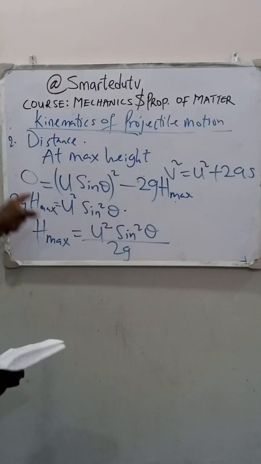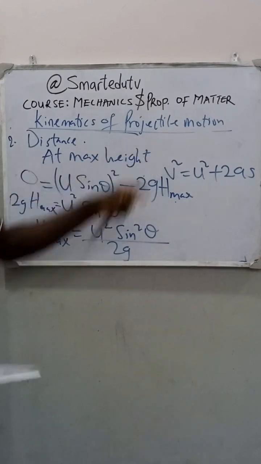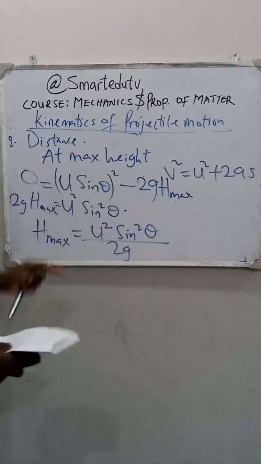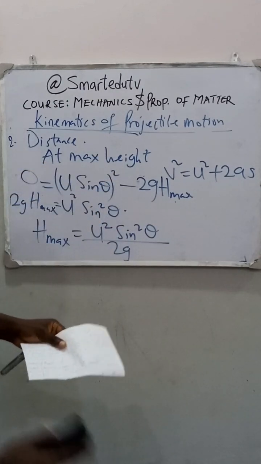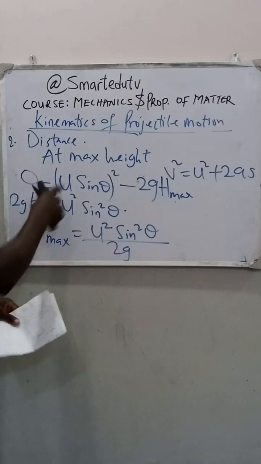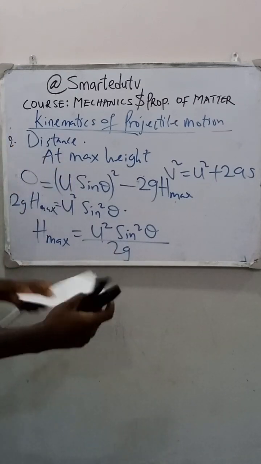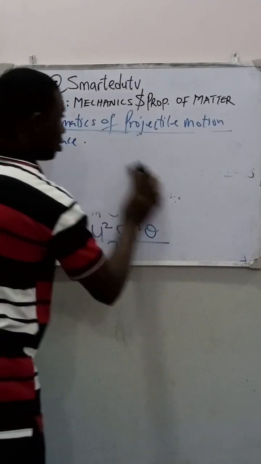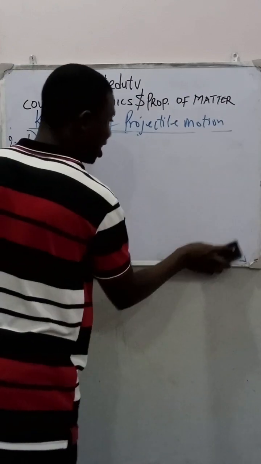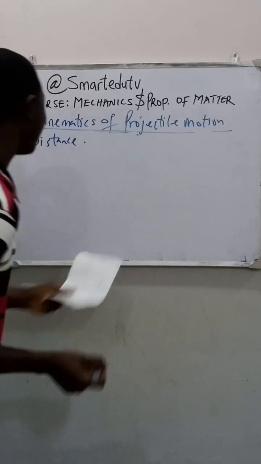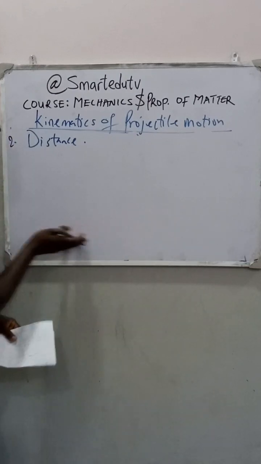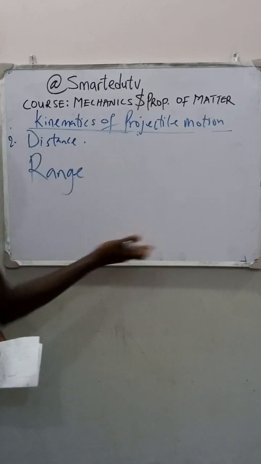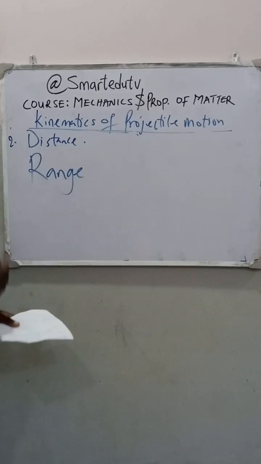So we've seen what happened to the distance at maximum height. The second dimension we are going to look at is the horizontal distance. We want to see what happens to the distance along the horizontal axis, which is also called the range of projection. That is the horizontal distance.